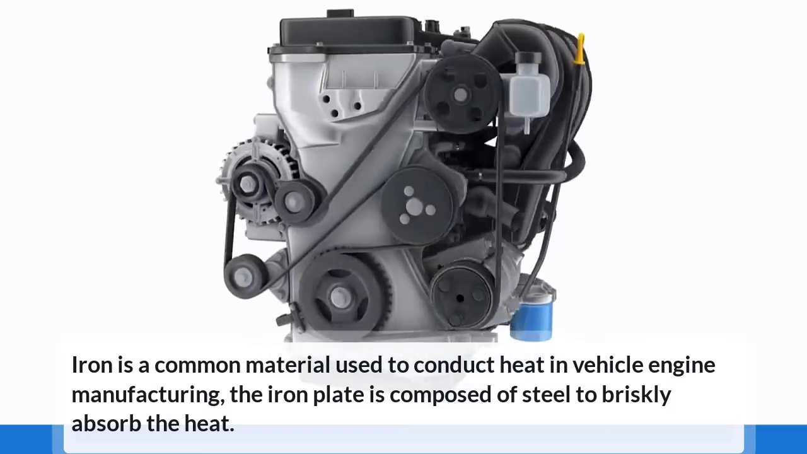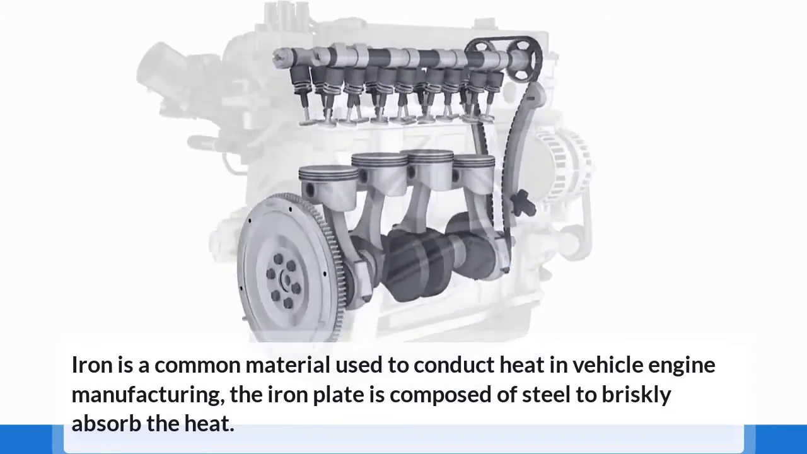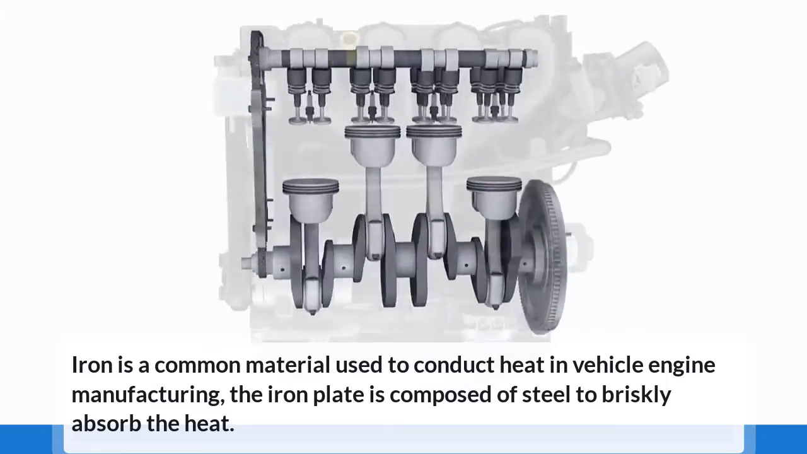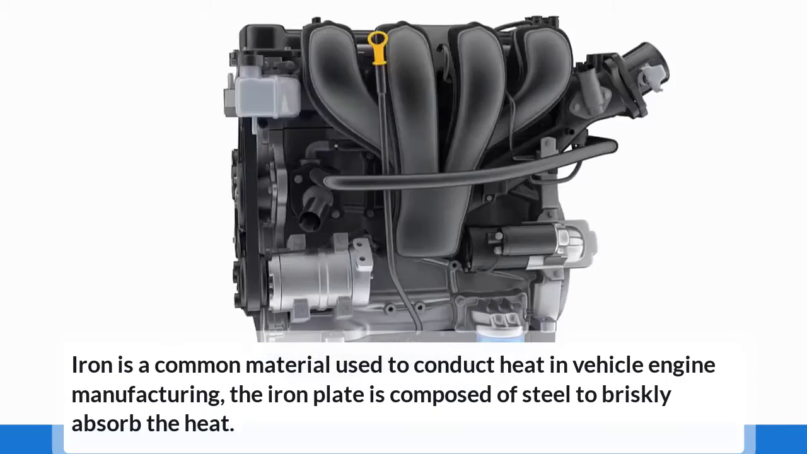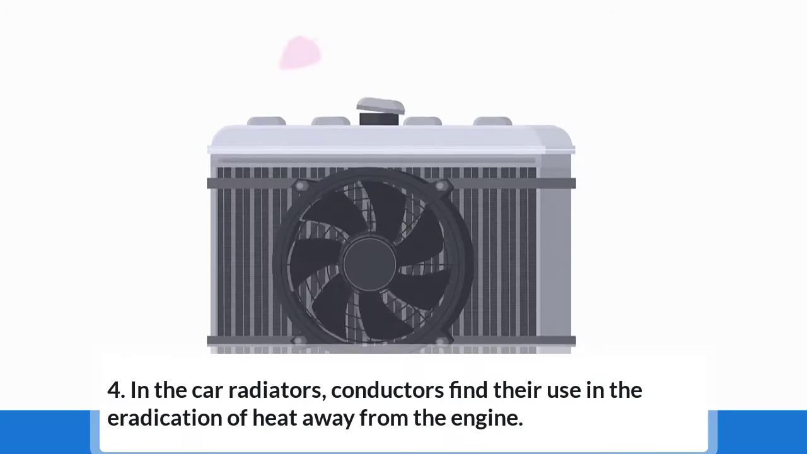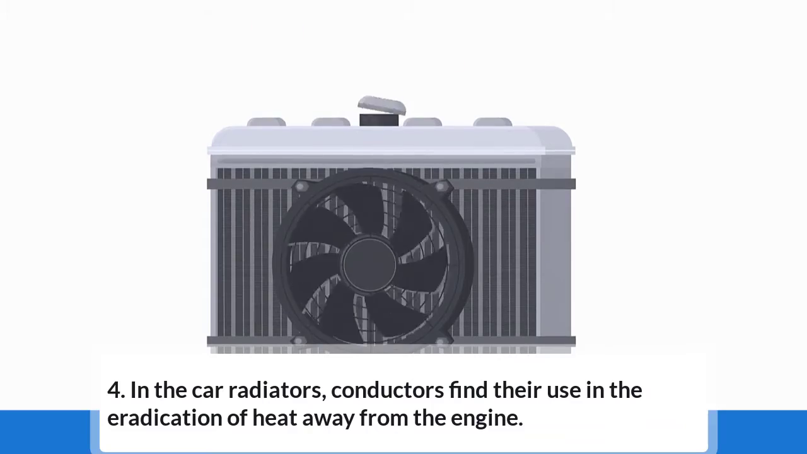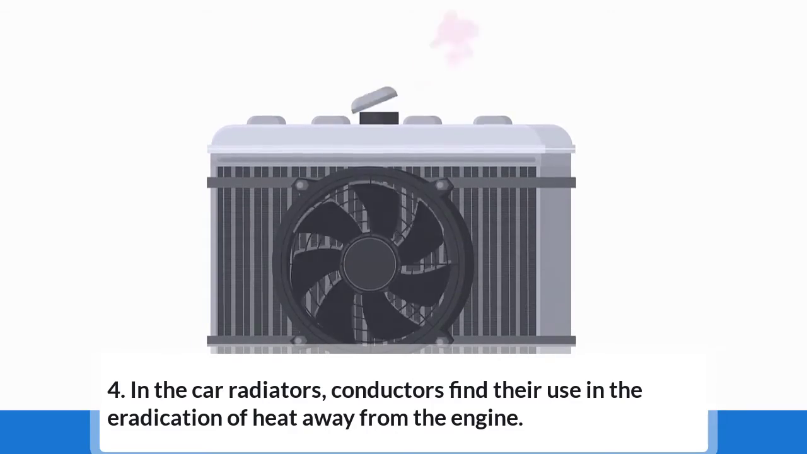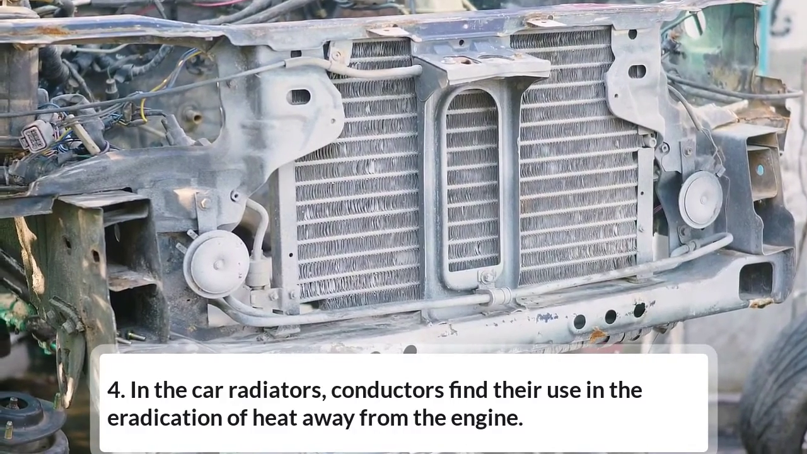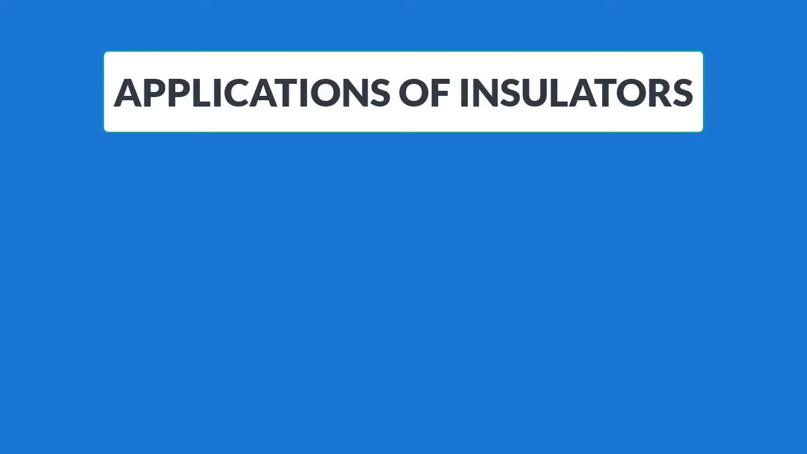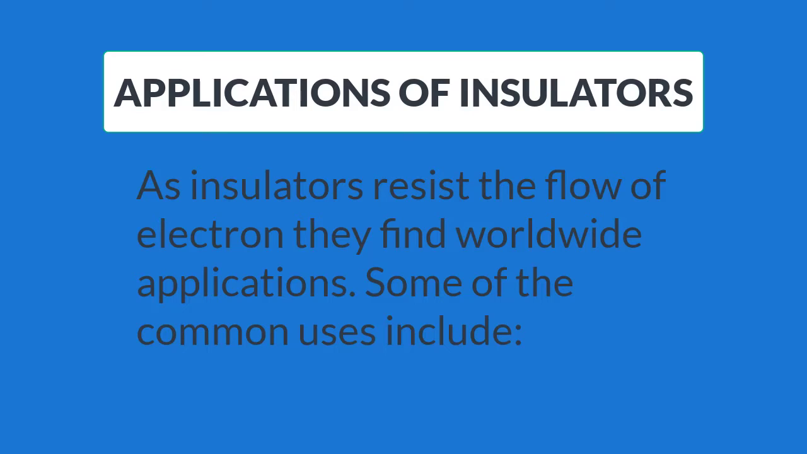3. Iron is a common material used to conduct heat in vehicle engine manufacturing. The iron plate is composed of steel to briskly absorb heat. 4. In the car radiators, conductors find their use in the eradication of heat away from the engine. Applications of insulators. As insulators resist the flow of electrons, they find worldwide applications.